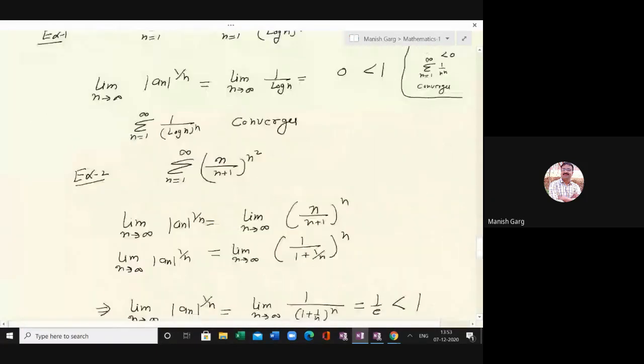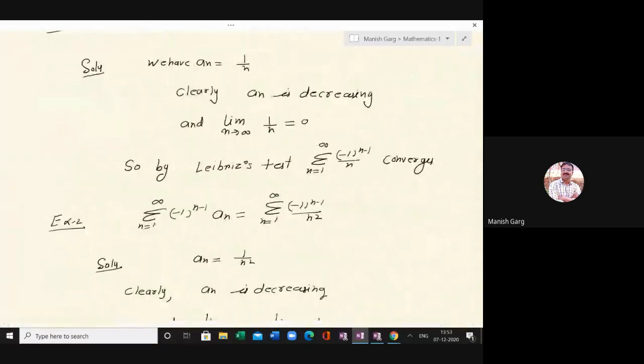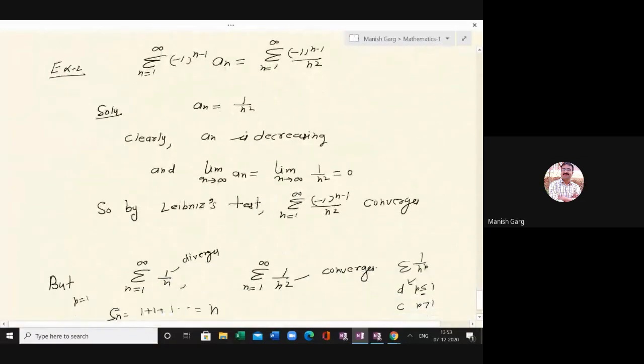Last example. I'm coming to the last example. This is the last example.